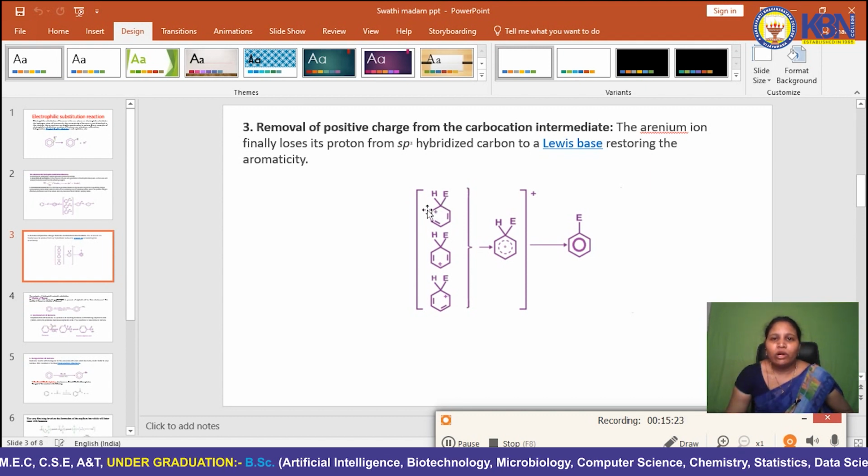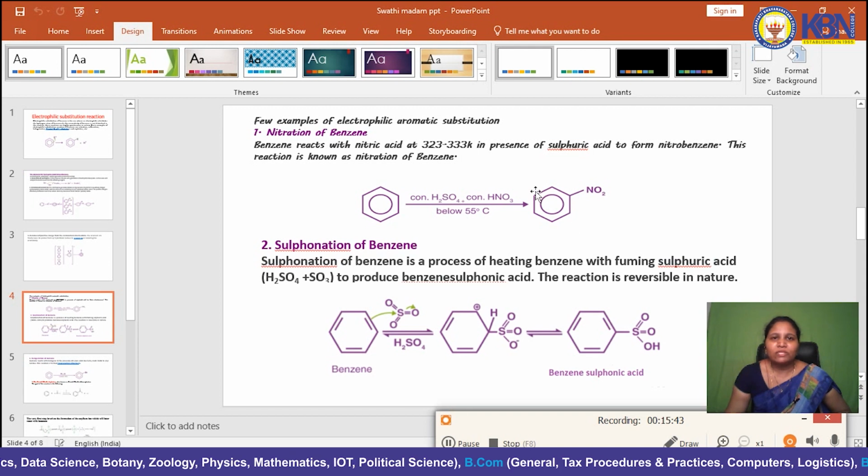And in the third step, positively charged electrophile, removal of positive charge from the carbocation. So in the third step, the H plus ion is removed, which results in the formation of an electrophilic substitution product. That means benzene which is substituted with a suitable electrophile. So let us discuss some examples of electrophilic aromatic substitution reactions.